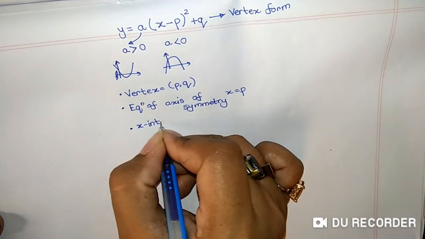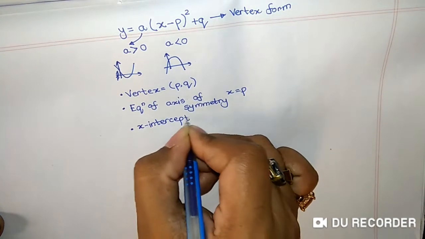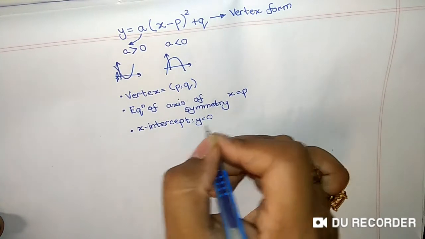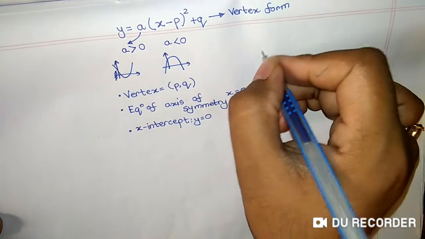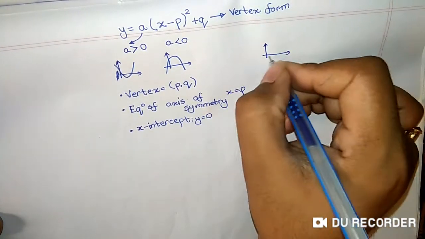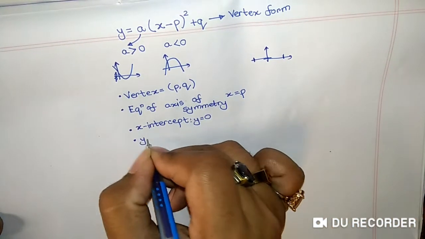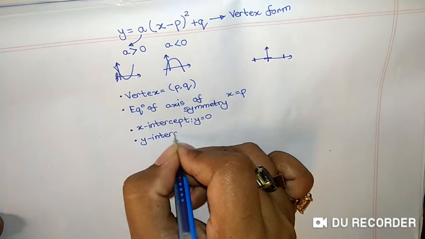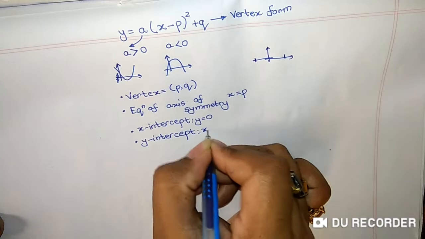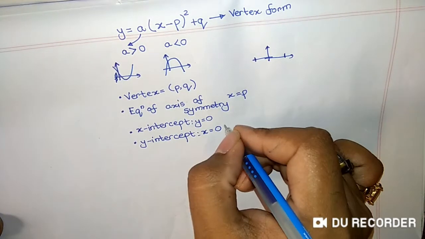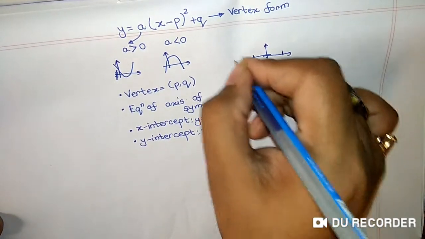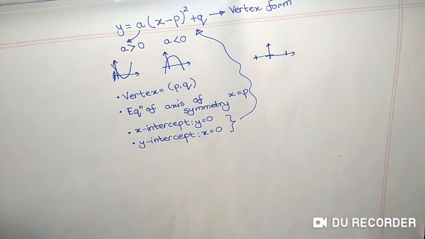We will just insert the value of y equals 0 to find the x-intercept, the point where it will cut the x-axis. Also we need to get the y-intercept, which is very easy. Just put x equals 0. Both of these will be worked out in the main equation over here.